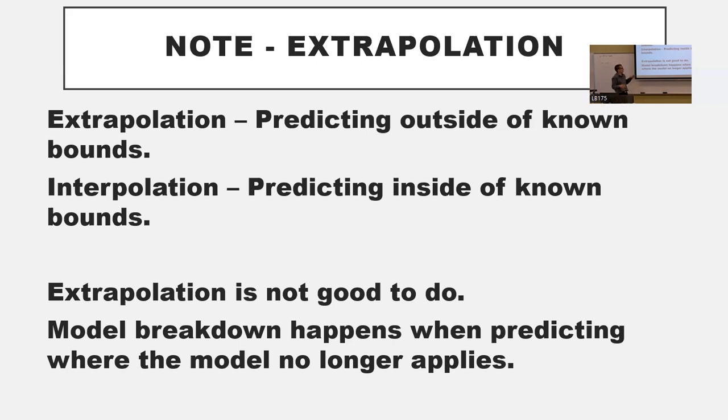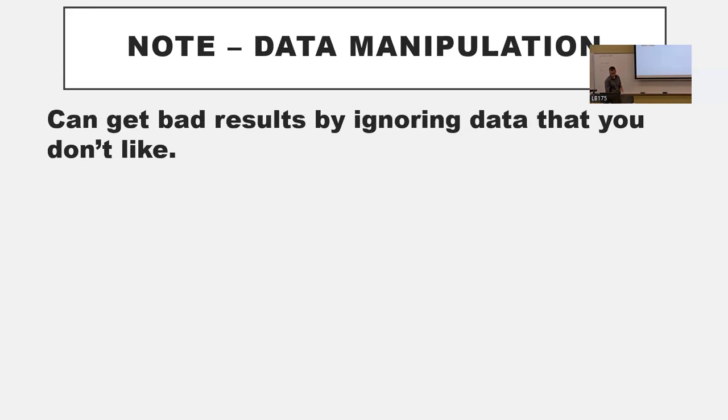Interpolation means that you're predicting inside of known bounds. That's a good thing to do. That's fine. And again, that's just because our model may break down when I'm outside of there.